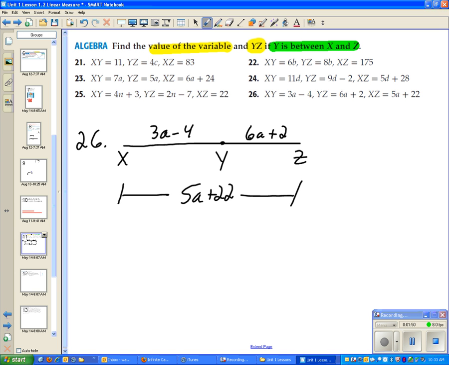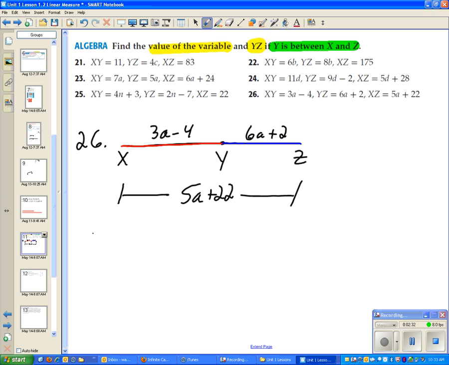And if you recall from our examples that we had the other day, sometimes we set two things equal because they're equal to each other. That's not what we have here. The 3a minus 4 and the 6a plus 2, and the 5a plus 22, as far as we know, those are all three different lengths, right? But sometimes we make the equation by adding things up because we know what the result is. If I add the length of XY to the length of YZ, shouldn't I get the length of the whole thing? So that's how I'm going to get my equation.